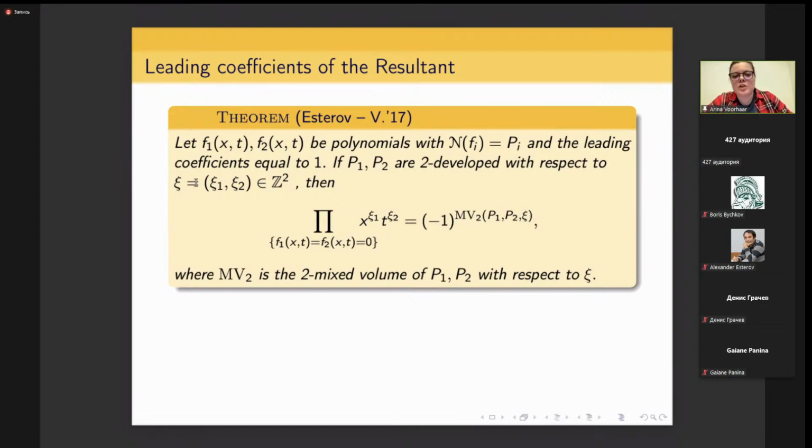Then what we do, we choose some point in Z2, so some point with integer coordinates. And what we want to find is the product over all the roots of this system of monomials x to the power xi1, t to the power xi2.